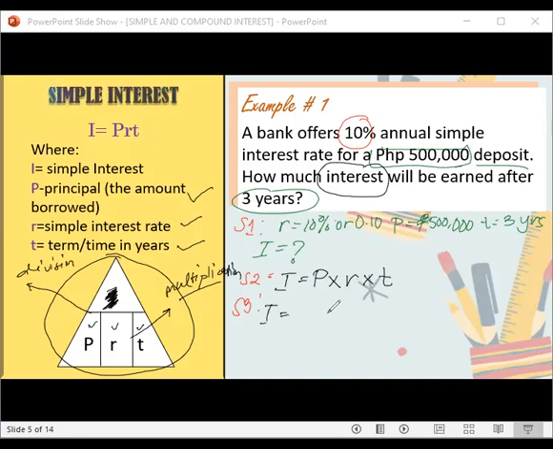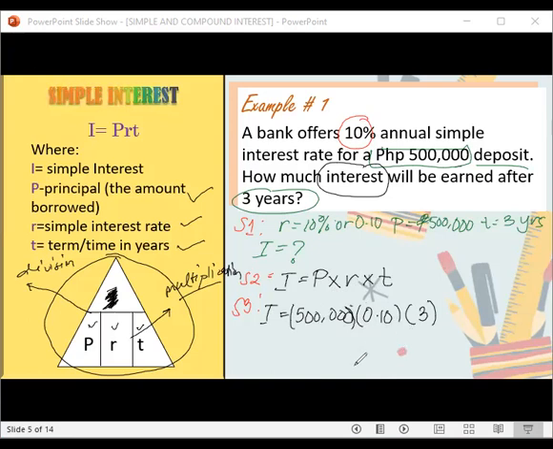I is equal to, what is your principal? 500,000 pesos. Next, what is the rate? 0.10. And the time, 3 years. So, multiply lang natin sila. 500,000 times 0.10 times 3.